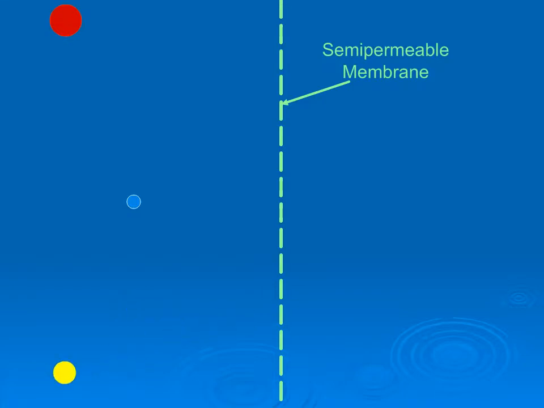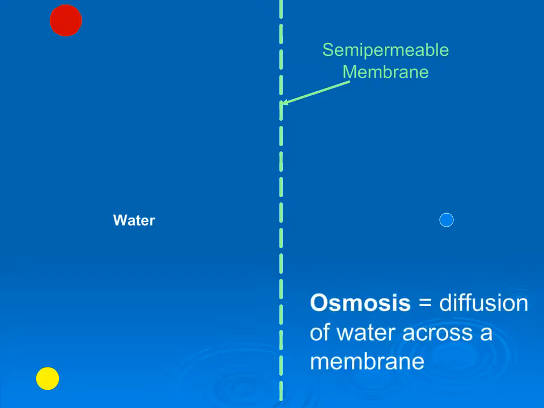Nope, too charged. What about this molecule? Water. It's polar, but it's really, really small. Just right. The water molecule was small enough and only had partial charges, so it could get through the membrane. We give a special name for the diffusion of water across a semi-permeable membrane: osmosis.